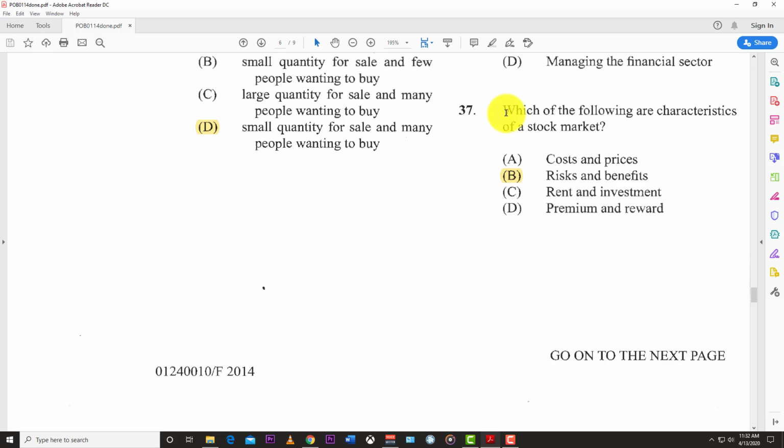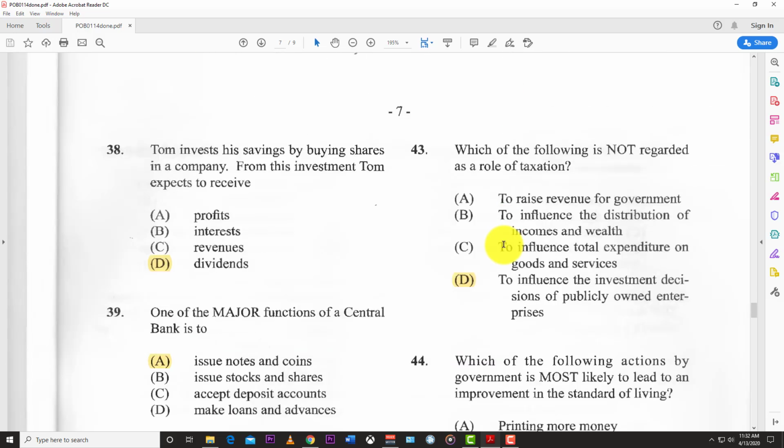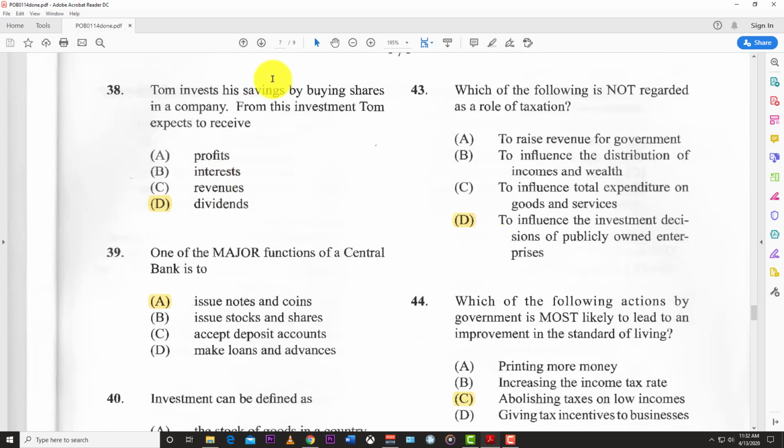37. Which of the following are characteristics of a stock market? And of course, you know, risk and benefits. That's one of the major characteristics of a stock market. Risk and benefit. You risk your money, you might lose it, but if you strike good, you're going to get good benefits.